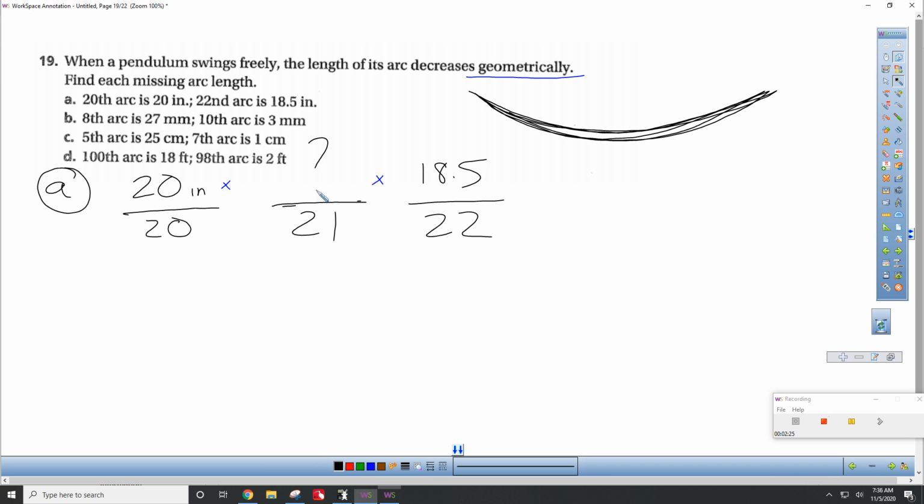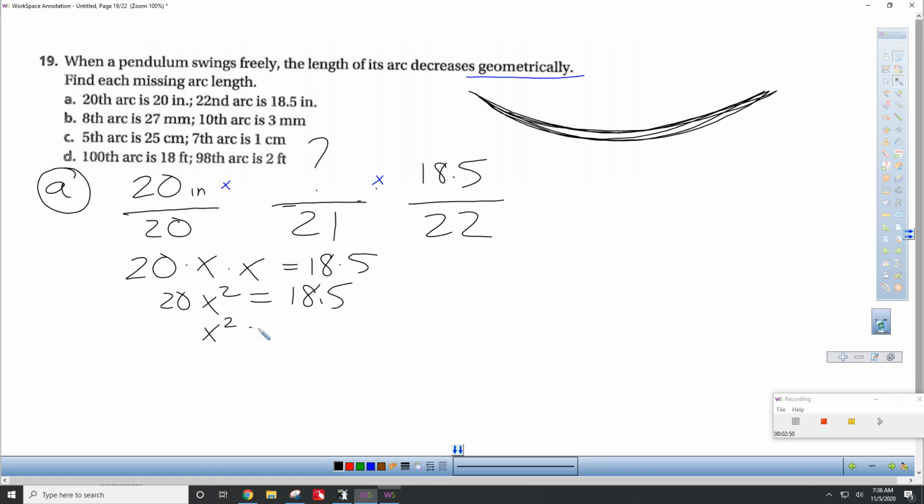So 20 times something times the same thing equals 18.5. So then you get 20x squared is 18.5. And then divide both sides by 20, and you get x squared is what, Carson? 0.925. How do you get rid of squaring? Square root. And you get x is? 0.961769. That's not the answer to the question, though.